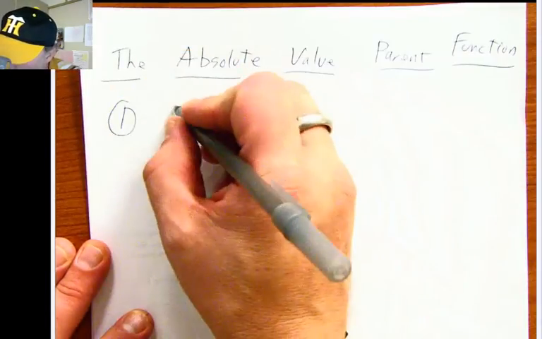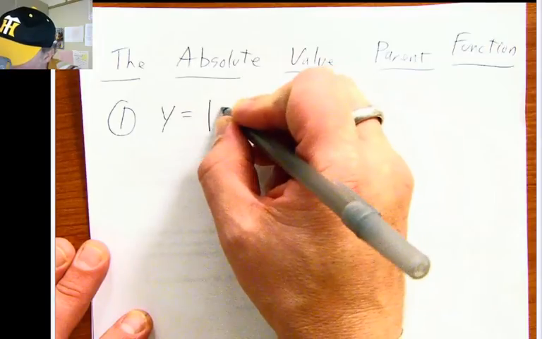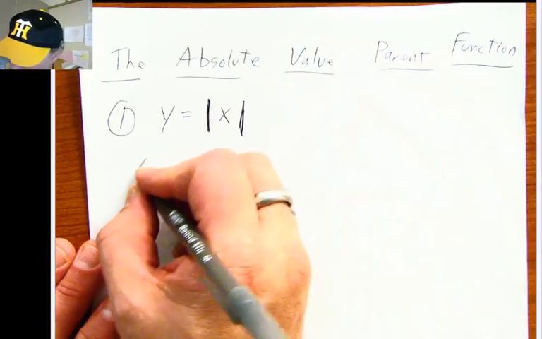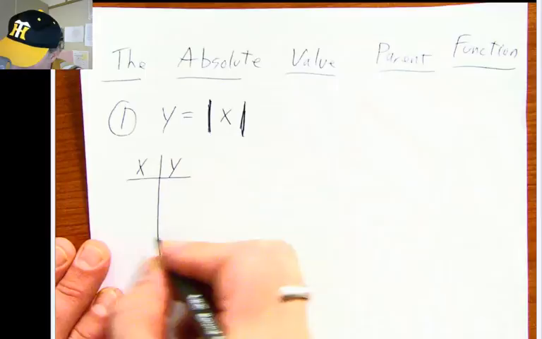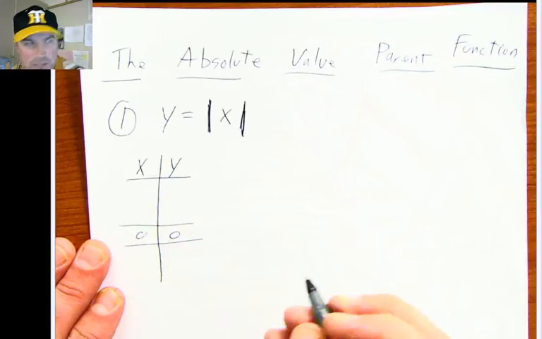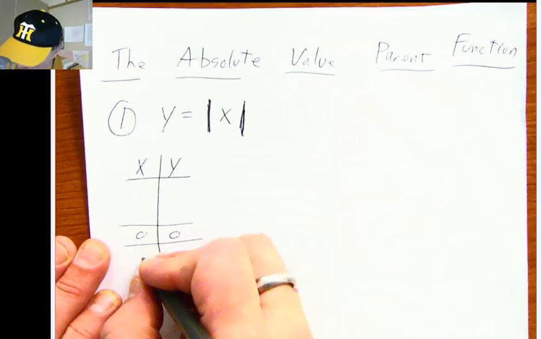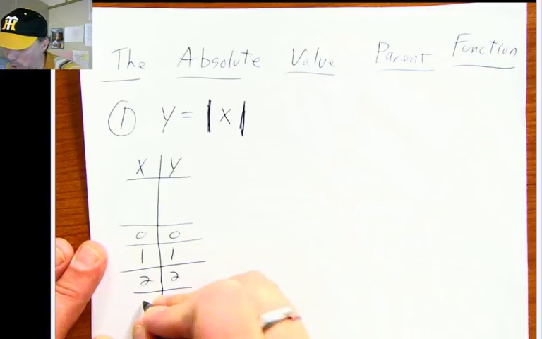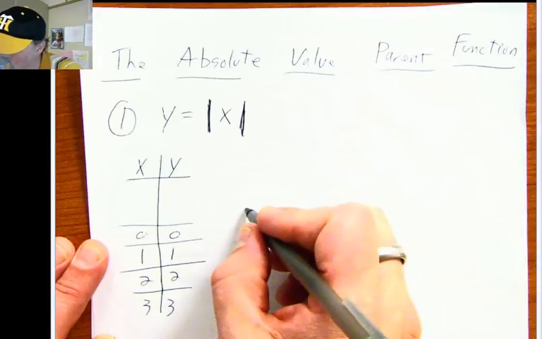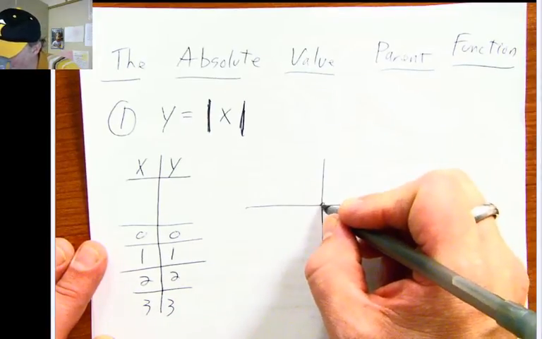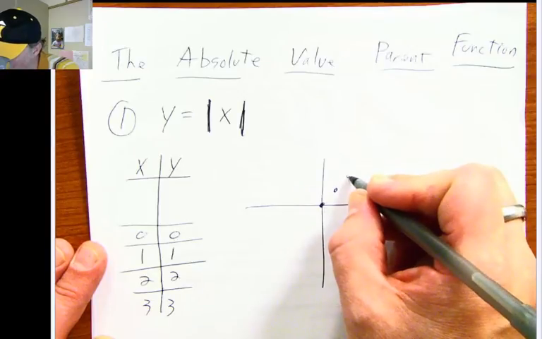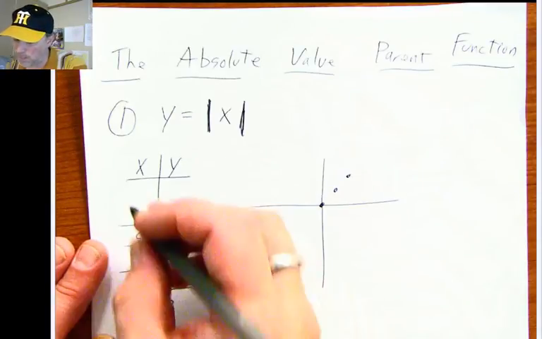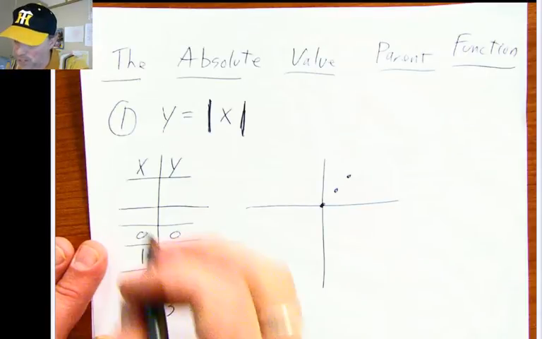The absolute value parent function looks like this: y equals the absolute value of x. And if we made a quick table of values, if you're thinking about what this graph looks like, you could plug in 0. The absolute value of 0 is 0. 1, the absolute value of 1 is 1. 2, the absolute value of 2 is 2. 3, 3. This graph really looks a lot like y equals x. It goes through (0, 0), (1, 1), (2, 2), (3, 3), just like how you would expect y equals x to go. But it starts looking different when you get to negative values.